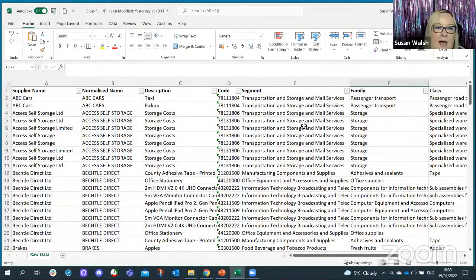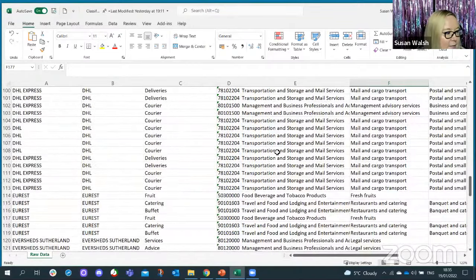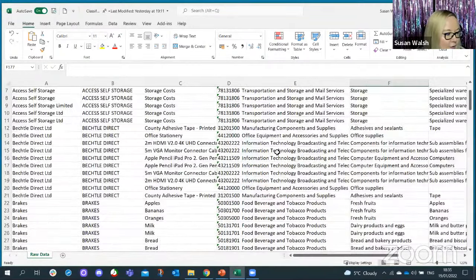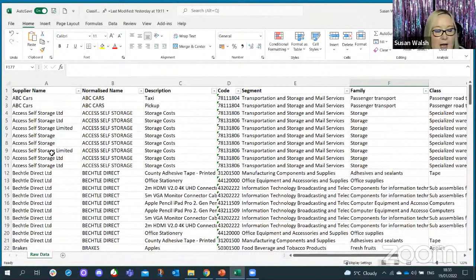So this is a sample data, a pretend classification, normalized supplier data in Excel. And the first thing that I want to say is this is not a massive list. Normally there would be hundreds and thousands of rows. What I have is my supplier name, then I've normalized it, and then I've got a description of what the cost is. If you're trying to relate it to your work, it could be a product code and a product description that you might want to work with.